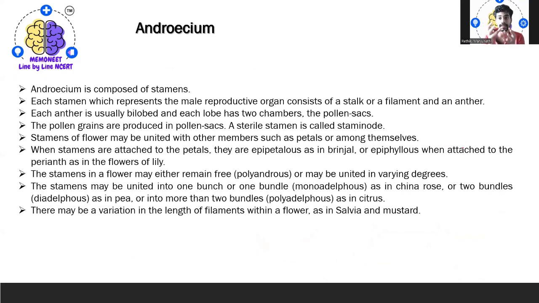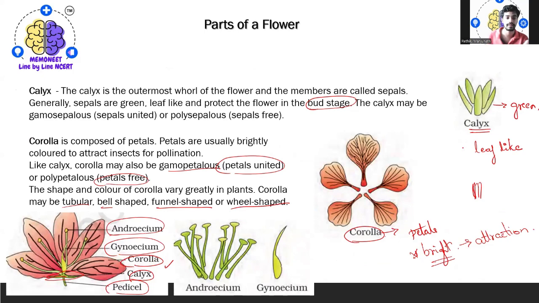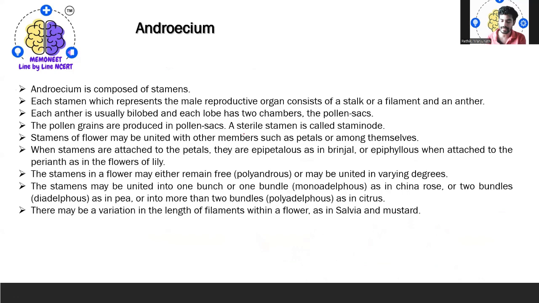Now we need to understand the parts as well. Next we have the androecium and gynoecium. What is the androecium? In general, they are the reproductive organs. The androecium comprises stamens. Each stamen is the male reproductive organ.